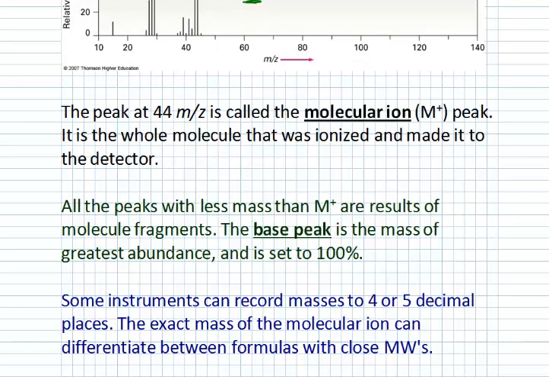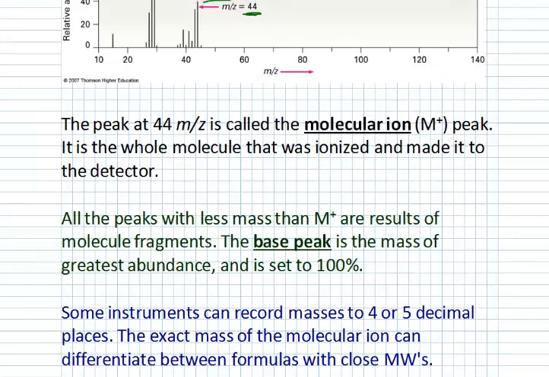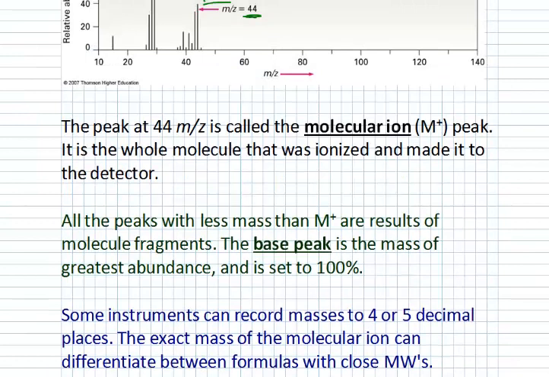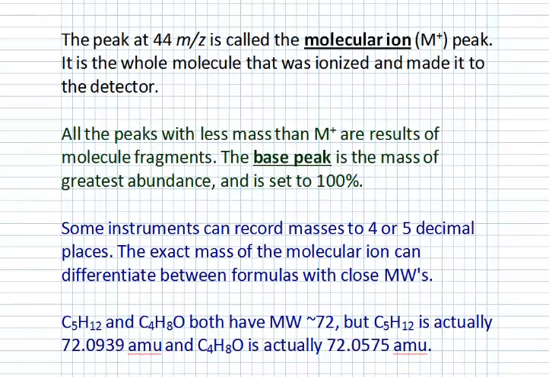Some instruments can give us a little more information than this just at the first level. Some more precise instruments can actually record masses to 4 or 5 decimal places. Even though on this one it just looks like it's 44, you can go into the software and it'll tell you that it's 44.01498 or something like that, AMU. The exact mass of that molecular ion can allow you to differentiate between formulas that have close molecular weights to each other. Because the masses of these atoms are not exactly on the dot in terms of AMU, right?